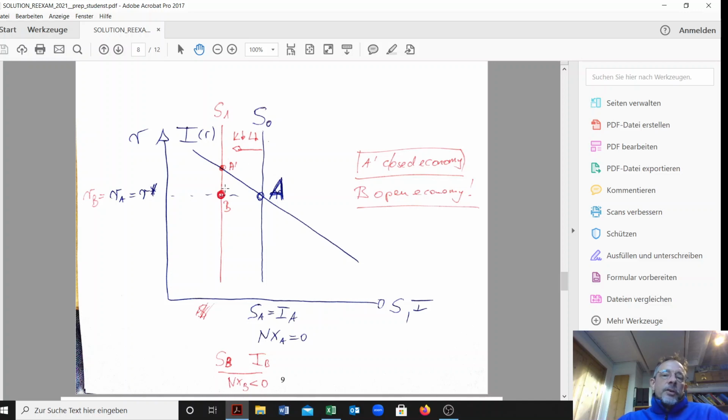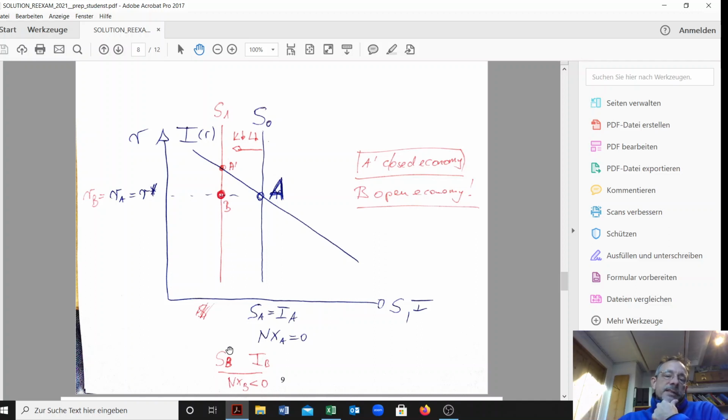So in a closed economy setting, we would end up in the intersection of the new saving curve and the investment curve. So we would end up in A prime. But this point is not relevant in the open economy setting. In the open economy setting, the domestic interest rate is equal to the foreign interest rate. So RB is equal to R star. Investment does not change because the interest rate does not change. So IB is on the same level as IA. So investment does not change.